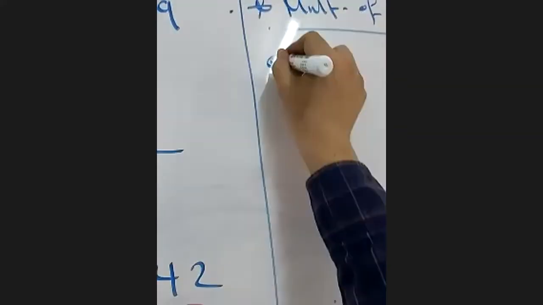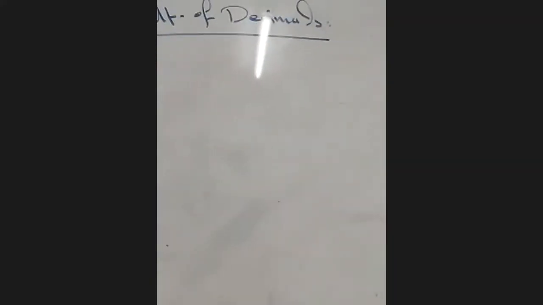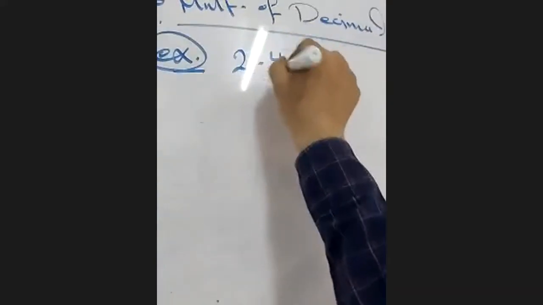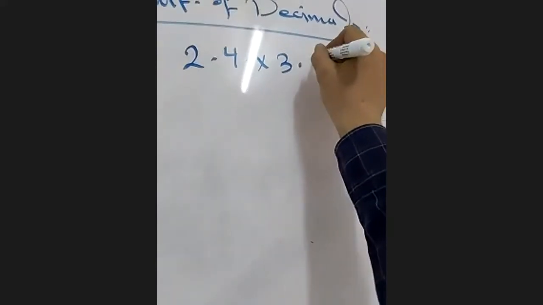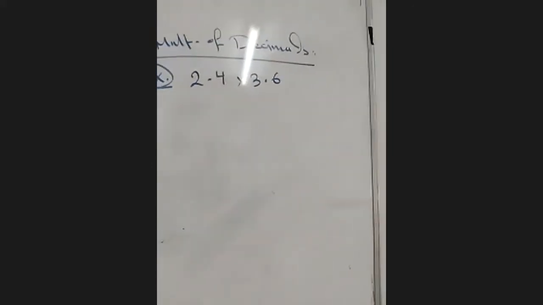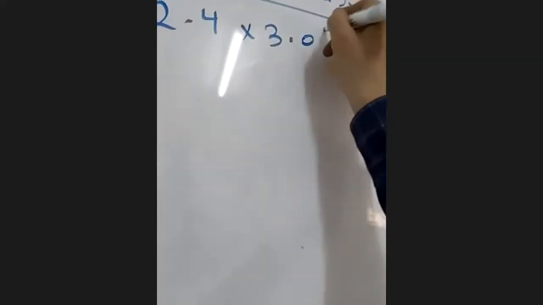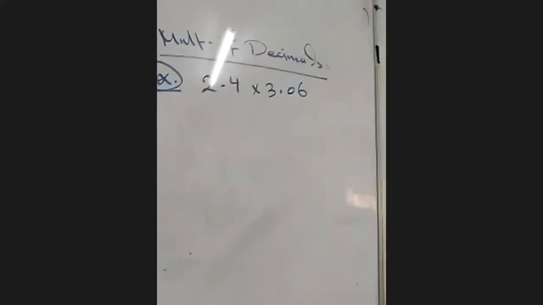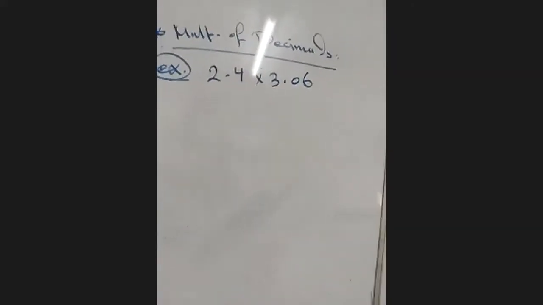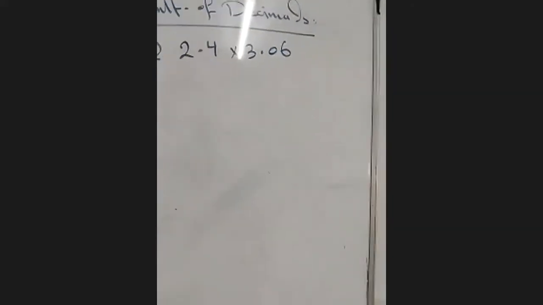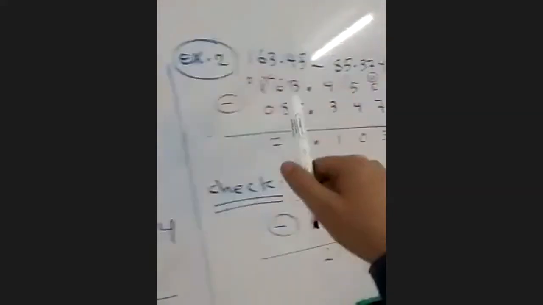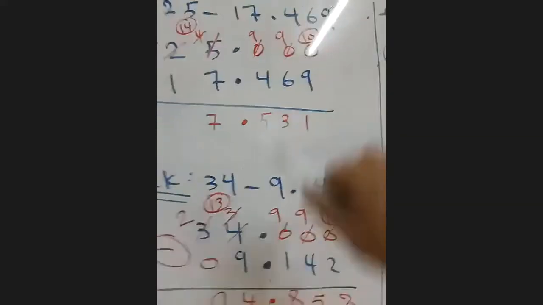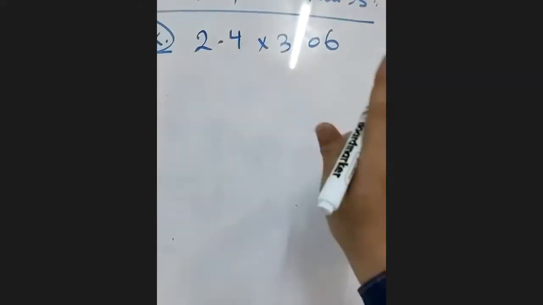Now, look here. Let's take this small example. Let's remember together. If I want to multiply 2.4 multiplied by 3.06, for example. Now here we multiply without decimals. We did that before. We multiply the decimals first without using the decimals. In addition and subtraction, we always put decimals in the operations. But in multiplication, no, do not put the decimal.